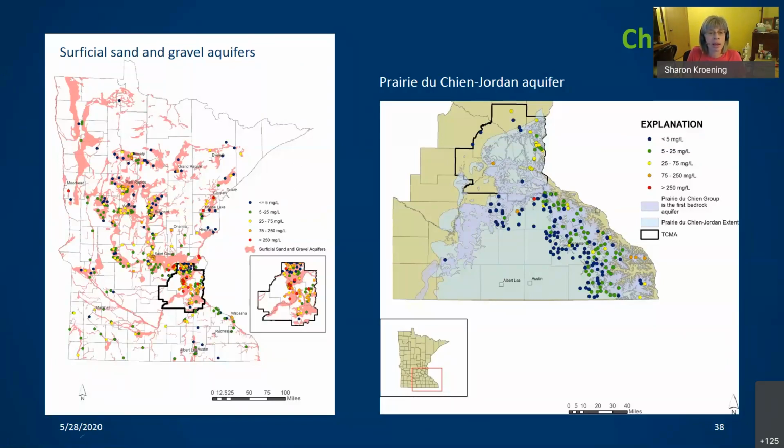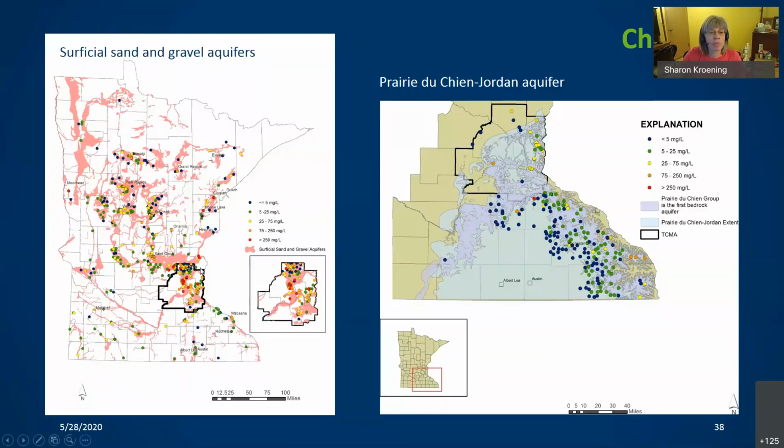And this is a guidance level that the EPA has for drinking water. This level isn't put in place because chloride is toxic to humans. It's just that when you get water with more than 250 milligrams per liter, it can have a salty taste that people just don't like to drink.